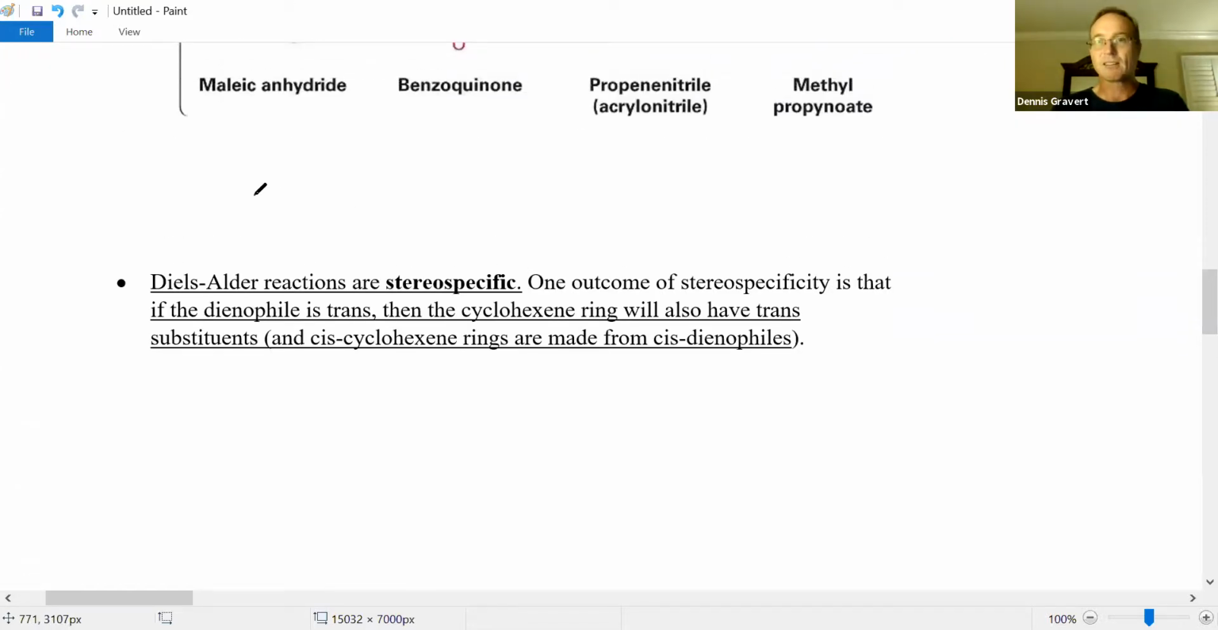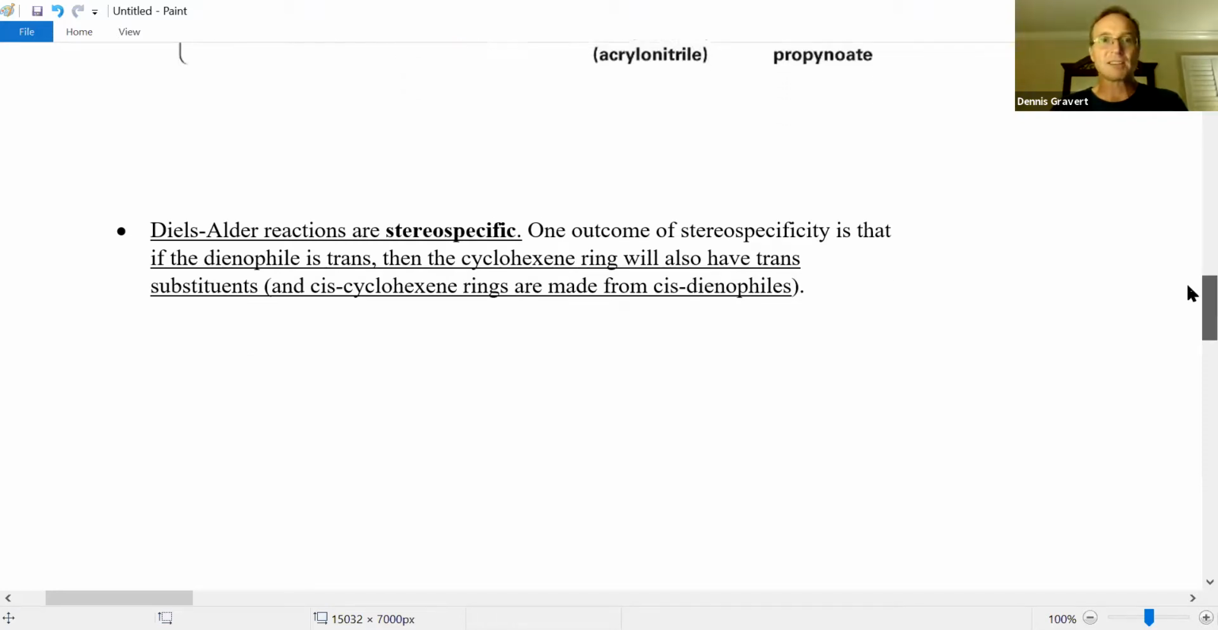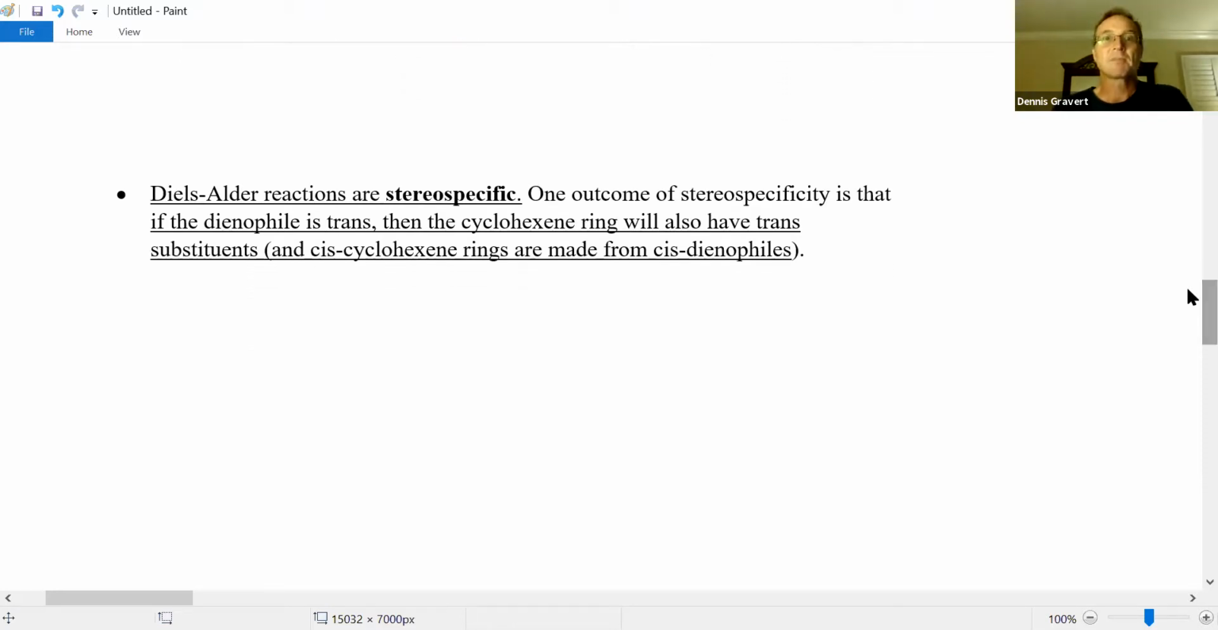Okay, Diels Alder reaction is stereospecific. One outcome of stereospecificity is that if the dienophile is trans, then the cyclohexane ring will also have trans substituents. What are we talking about? Let's have a couple examples. Let's start with this, and then, I don't know, this time I'll have an aldehyde. But let's put another group out here. No, just an ethyl group.